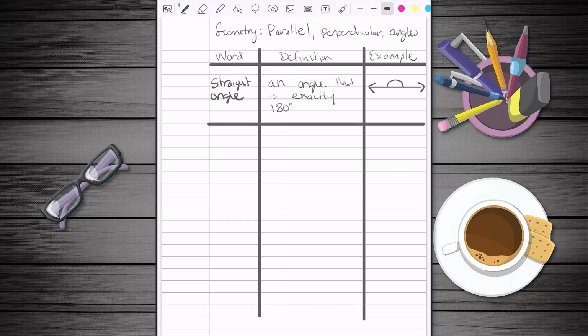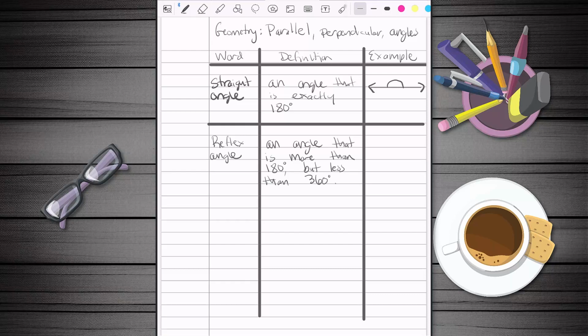Okay, the last term that we're going to look at is a reflex angle. I'm just throwing this in for fun because I think it's neat. Reflex angles are more than 180 degrees, but less than 360 degrees. 360 degrees is a full circle. Circles have 360 degrees. If you're a skateboarder or a figure skater or a dancer, you know one turn all the way around is 360 degrees.